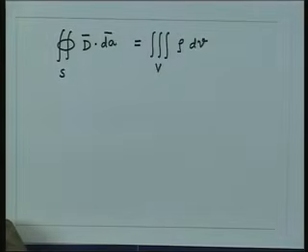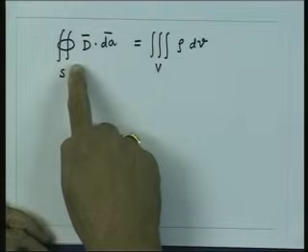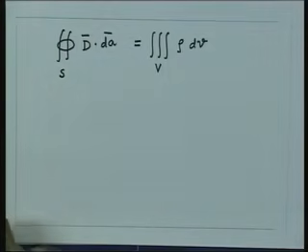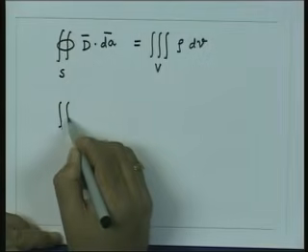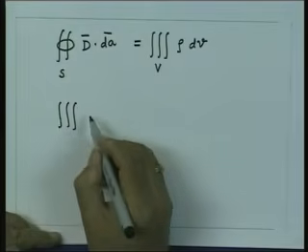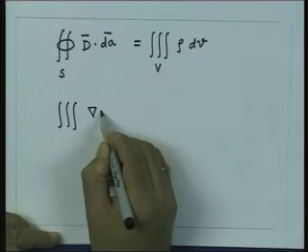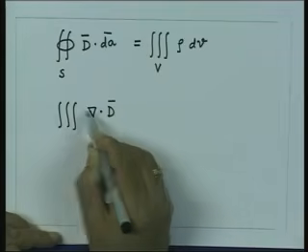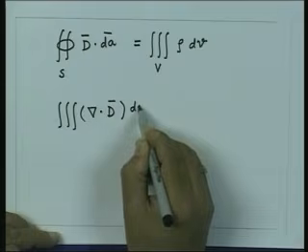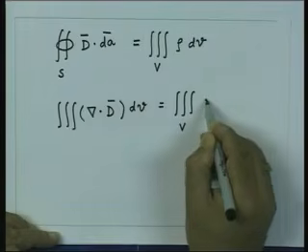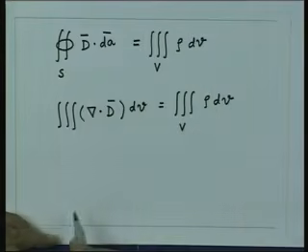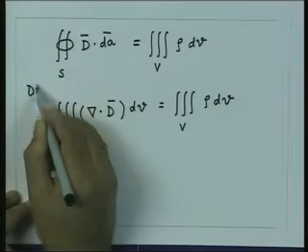Once I get that, then I can apply the divergence theorem to this Gauss law statement and convert this surface integral to the volume integral. As you have seen from the divergence theorem, this can also be written as the triple integral over the volume of del dot D, integrated over the volume. That is equal to the volume integral of rho dV. So, this is from the divergence theorem.